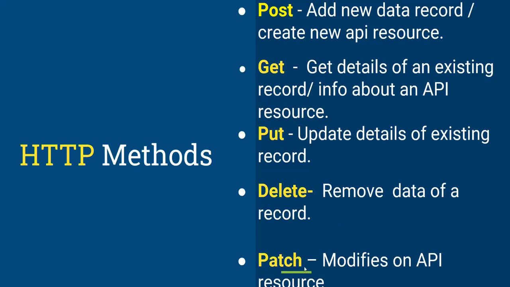Patch means it partially updates the resource. That is why we are not going to use patch very frequently. But put means it will update the entire set of data, and if the data is not available, it will create the data. That is, put will act as both patch and post. But patch just updates the data, modifies the data. That is the simple difference between put and patch.